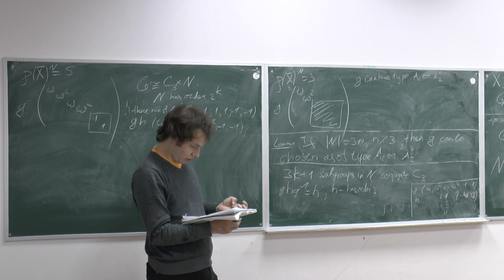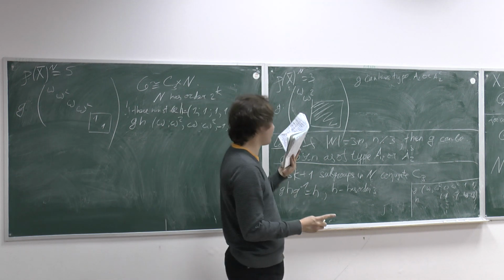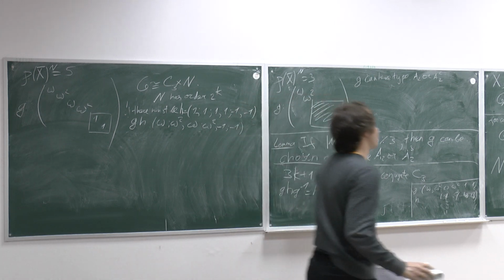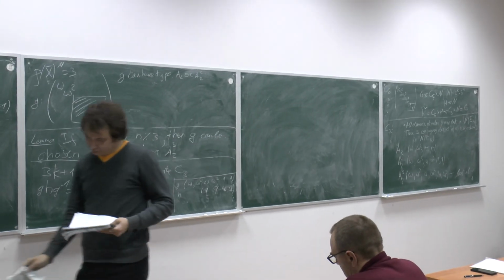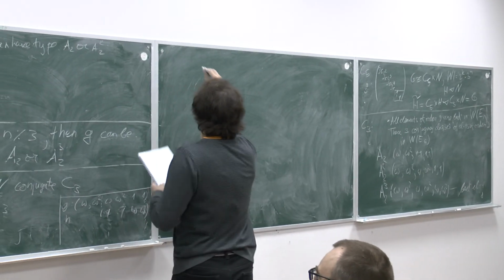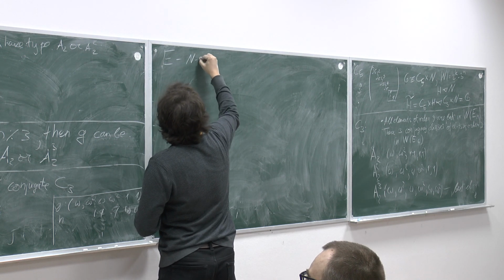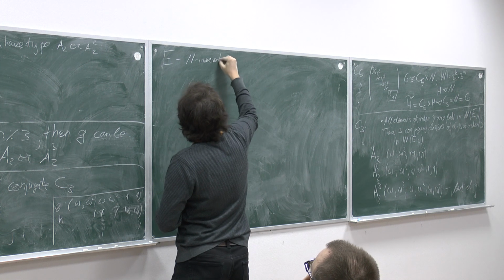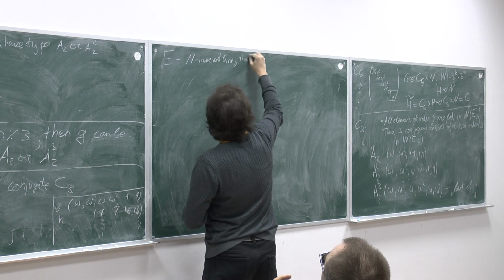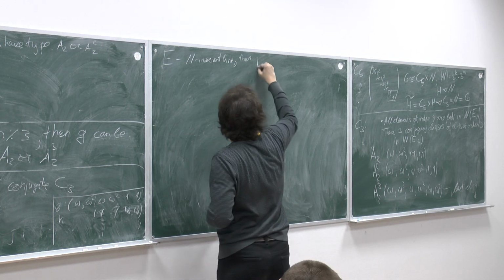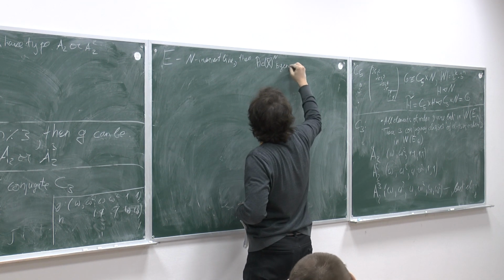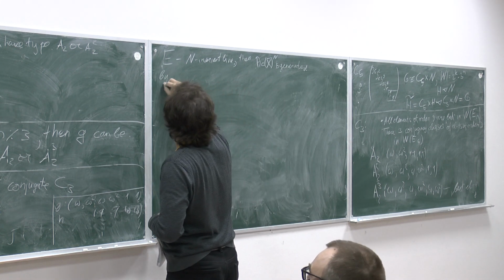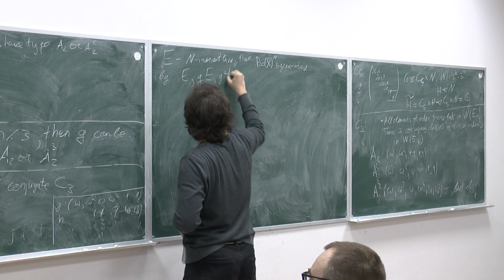Well, how to use it for our aims? Let's start the MMP. First, we assume that there is an invariant line on our cubic surface A. Let E be an invariant line, one line. Then the Picard group of the surface is generated by E, GE, and G squared E.